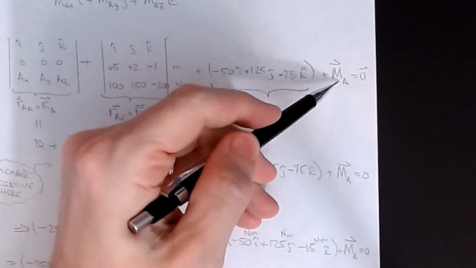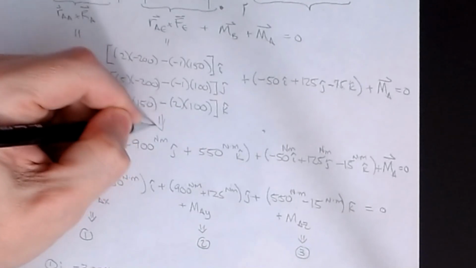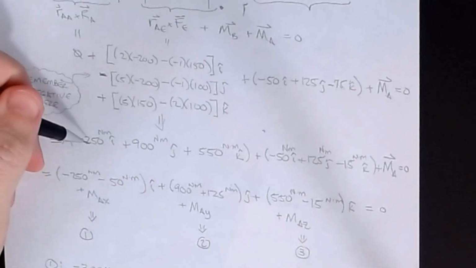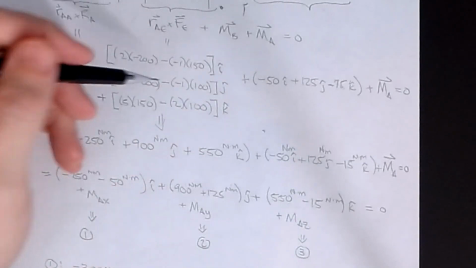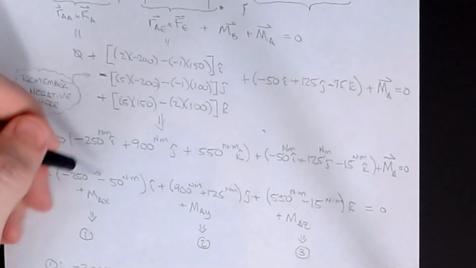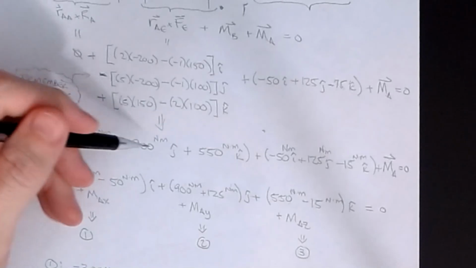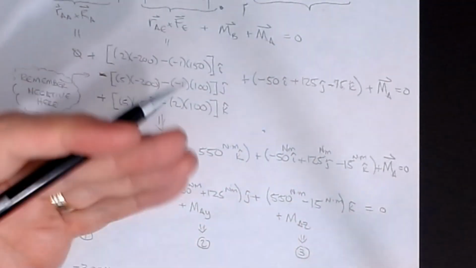Now again, we haven't solved for M_A. M_A is unknown. So if we go through and simplify this whole thing, it becomes -250 newton meters i plus 900 newton meters j plus 550 newton meters k. That's the evaluation of that moment. I'm just copying these down again, repeating the lines, and then we'll simplify. This is where I now start collecting terms. I've got an i term, a j term, and a k term, and I start combining everything into them.